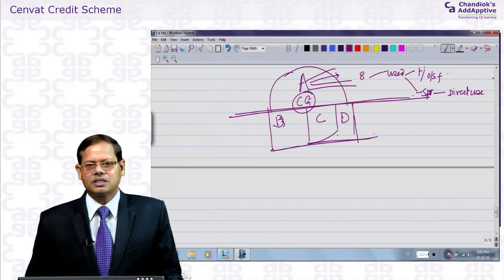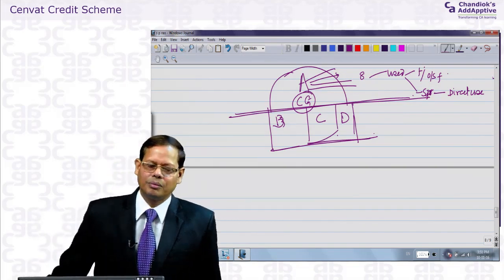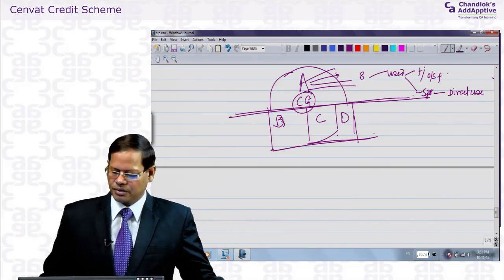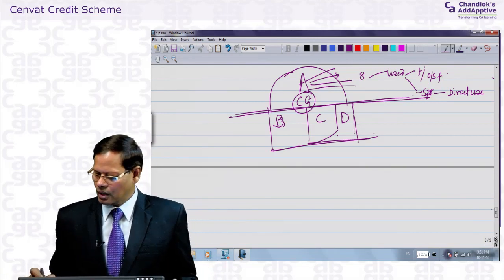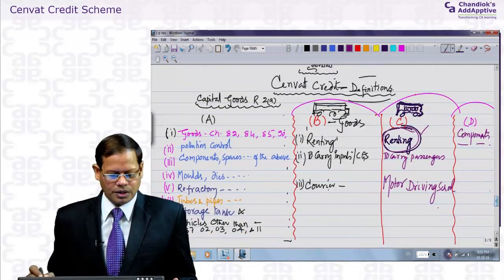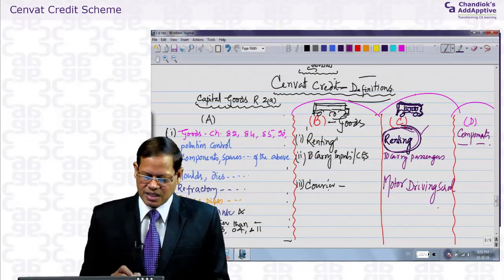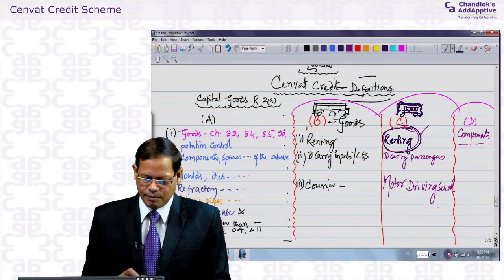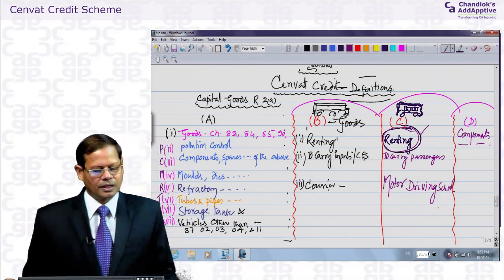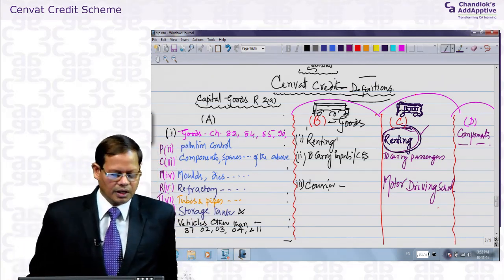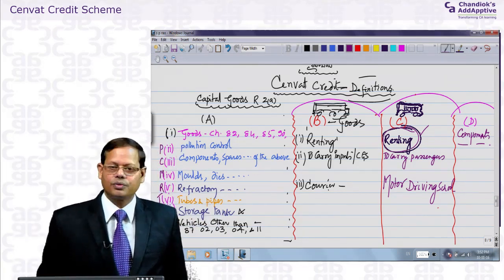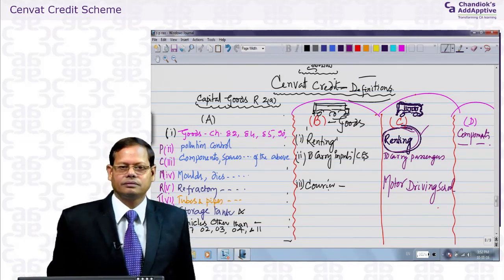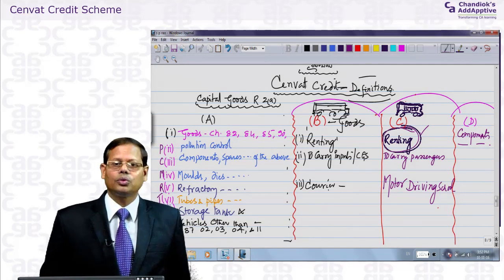And the 8 categories, if you want to remember, there is a way out. How? You see, PCM, PCMR, TSV. If you can remember PCMR, TSV, you try it. You can remember in your own way.